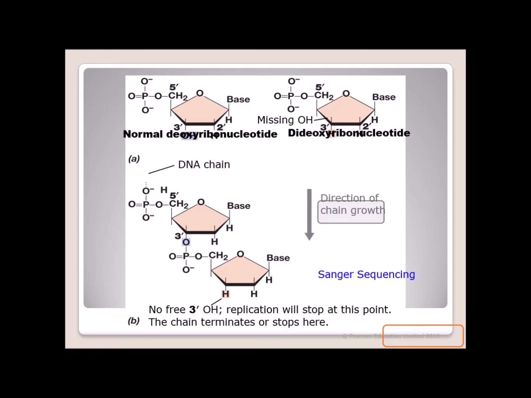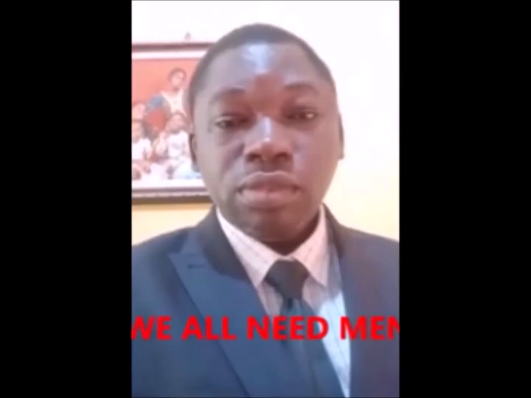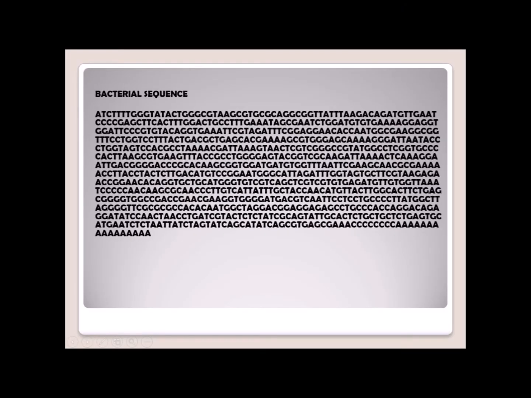When there's a free OH group on the third end, or the third OH, replication will continue when the OH is free. The moment there's no free OH, like we have in the dideoxy, replication sequencing will stop. What is Sanger sequencing used for?